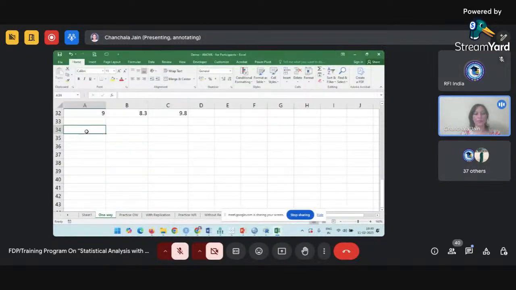Anyone who can tell me the hypothesis? There is no significant difference between the tape strength of all three groups. Very correct.